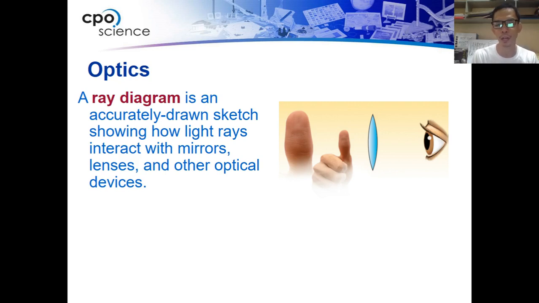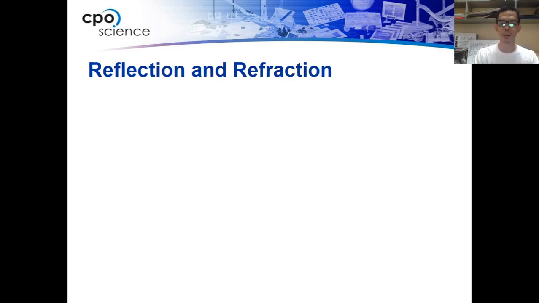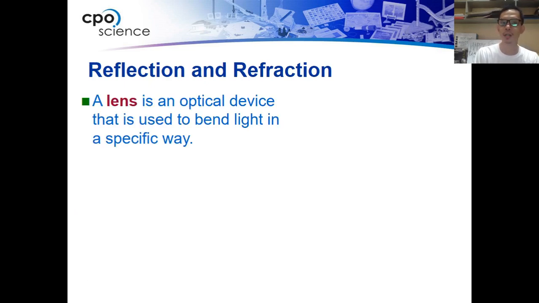But for now, I will introduce to you how a person who is an expert in optics is able to analyze how light behaves. To analyze that, they use a certain technique called a ray diagram to sketch how light rays behave in any instance. Now we enter one process of how light rays behave. This is the part called reflection and refraction.